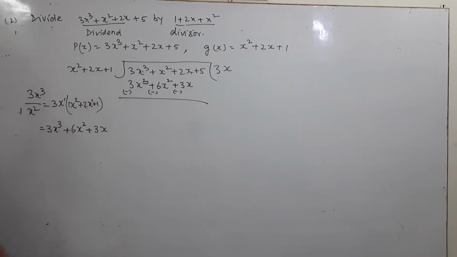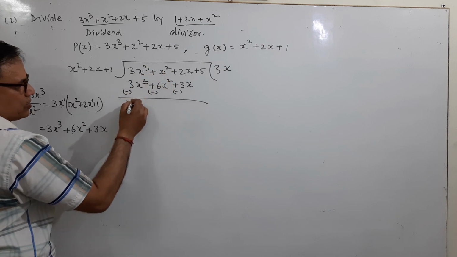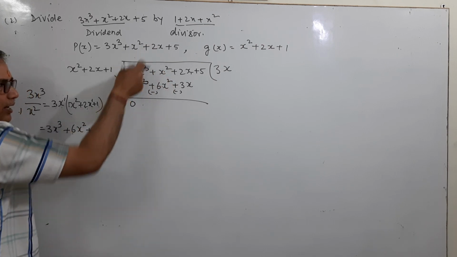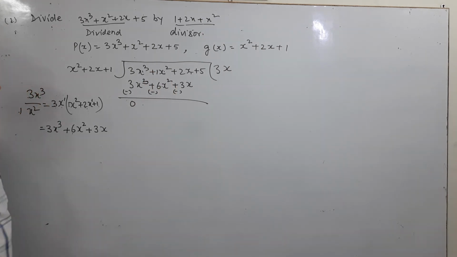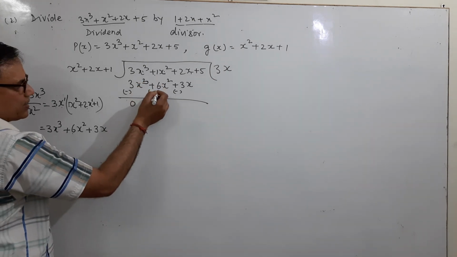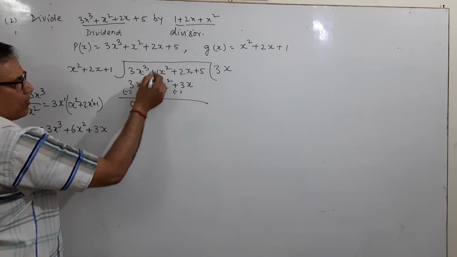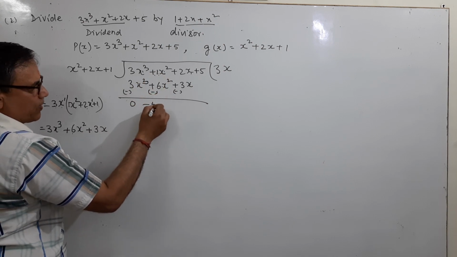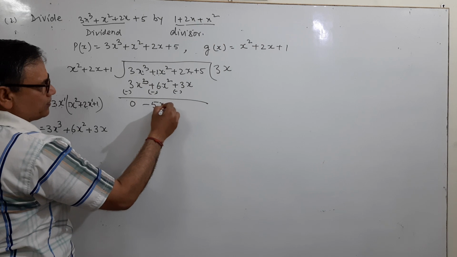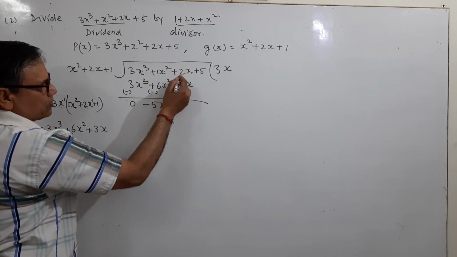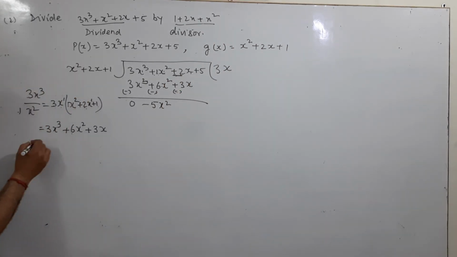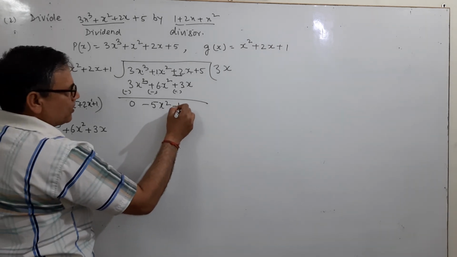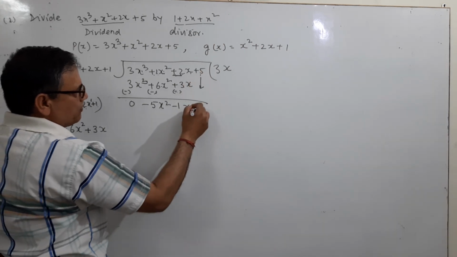Either you can cut or you have to subtract. 3x cube will be cut, this will be 0, need not write 0. And now this is 1 and this is 6, which is equal to 1 minus 6, minus 5, and x square is same. Here is plus 2, here is minus 3, 2 minus 3 is minus 1, so I have to write minus 1x, and this will be same plus 5.